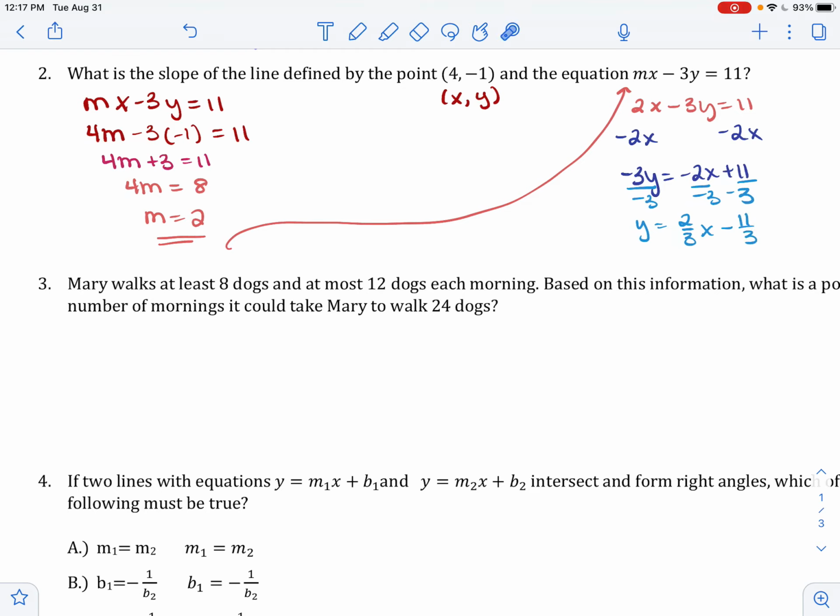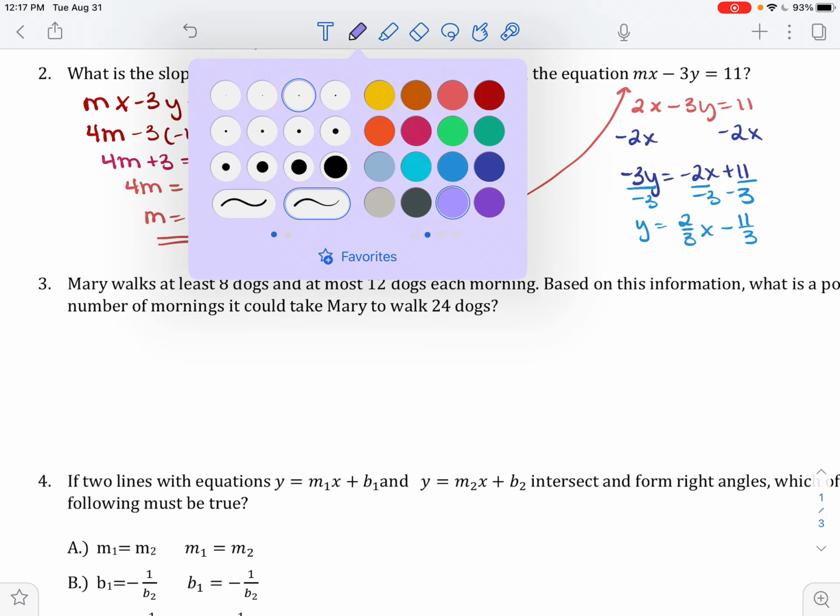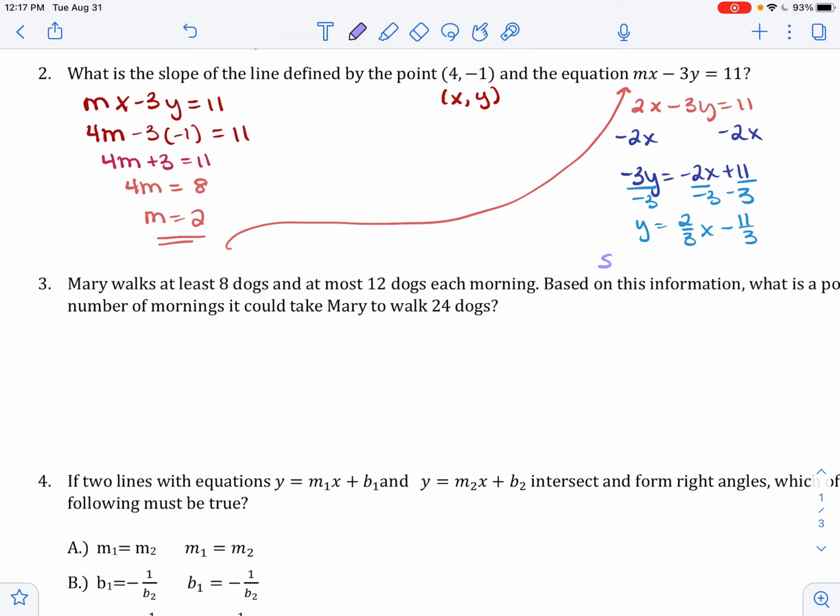So here we just have to mind our negatives, right? We have -2 divided by -3 gives us a positive 2/3. A positive 11 divided by -3 gives us a -11/3. So here we are in slope-intercept form. We can identify that the slope is actually 2/3 rather than 2.